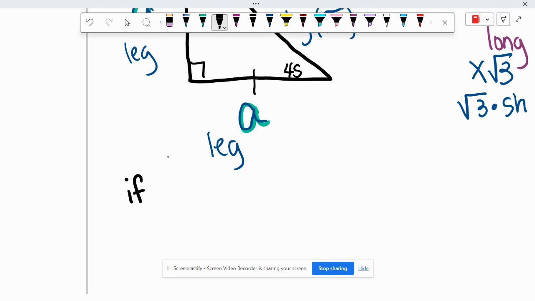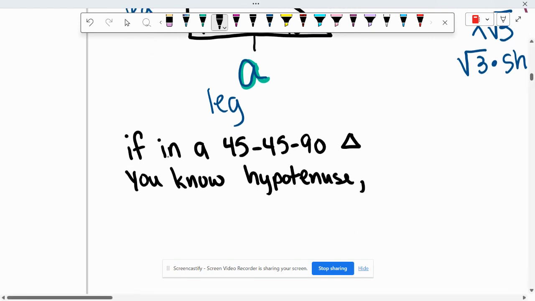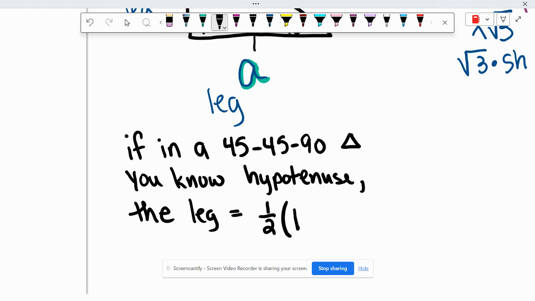So this is something that's important. In a 45, 45, 90 triangle, the leg equals 1/2 times the hypotenuse times the square root of 2.